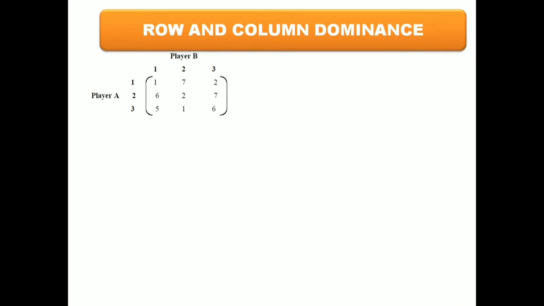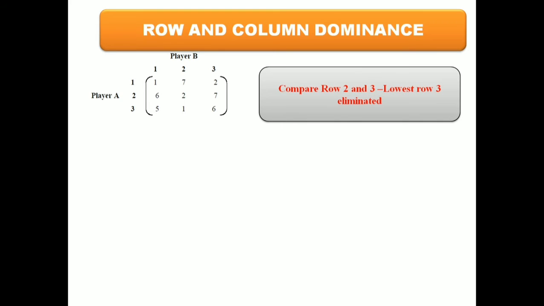Let us see an example of the principle of dominance. There are two players and three possible outcomes. Here you compare row number 2 and row number 3 of player A, and row 3 can be eliminated. That is, row 3 is the lowest row, so it can be eliminated. Then the matrix will be 5, 1, and 6 is eliminated in the second matrix. That is the elimination of a row.